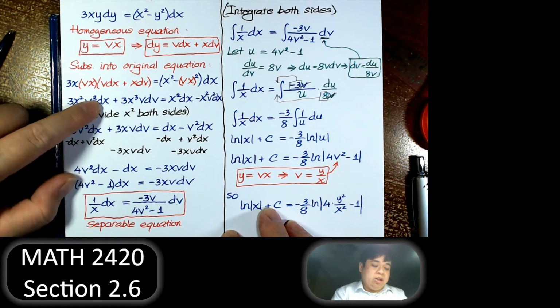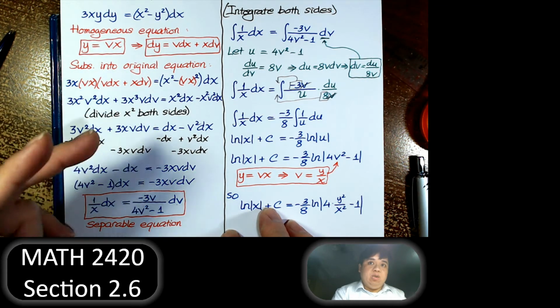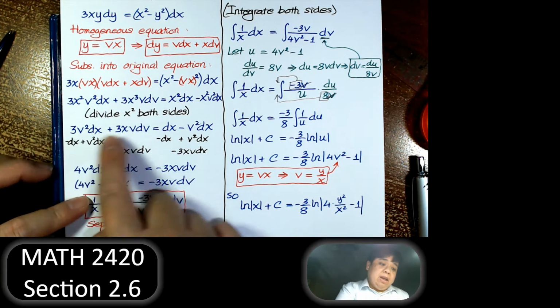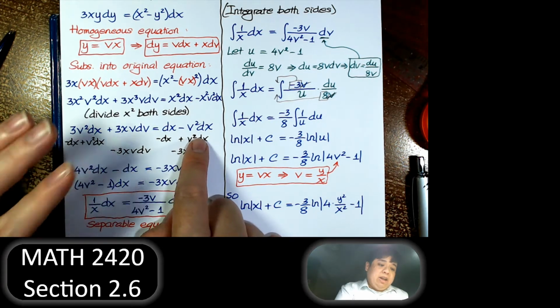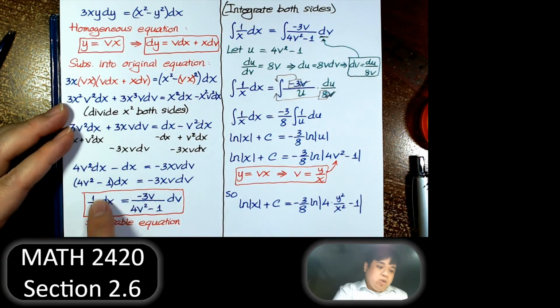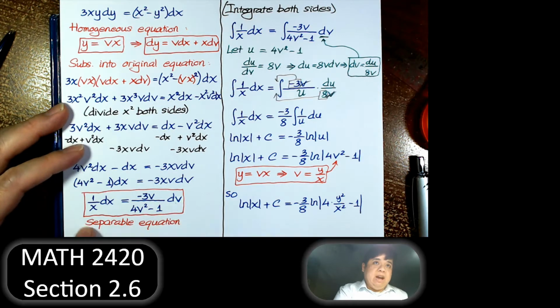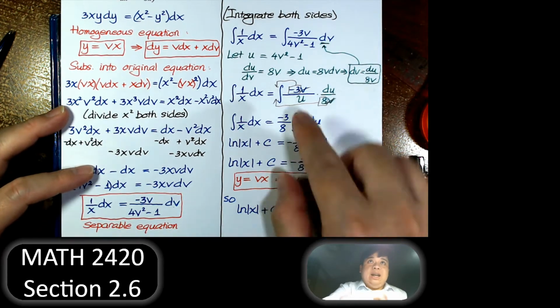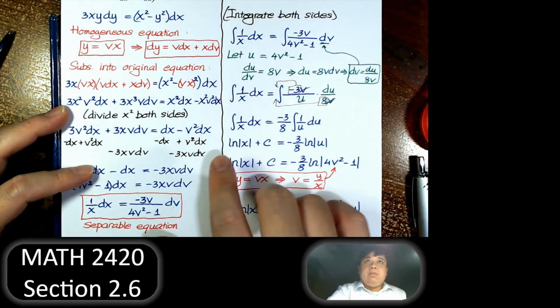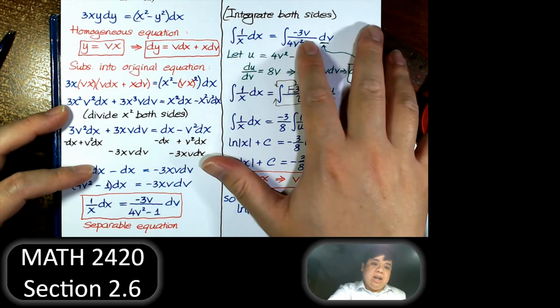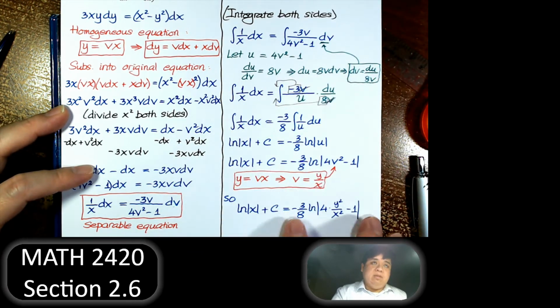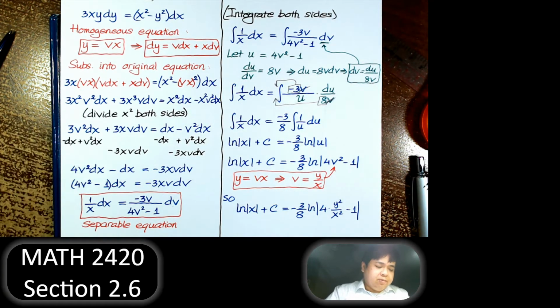This is of degree 2, so we divide by x to the 2, or x squared. Right, move everything and try to separate them, x with dx and v with dv. We have this separable equation, and then we can just integrate both sides. We use substitution on the right hand side and integrate both sides, and that's what we have. So that is the homogeneous equation, the first part of the section.